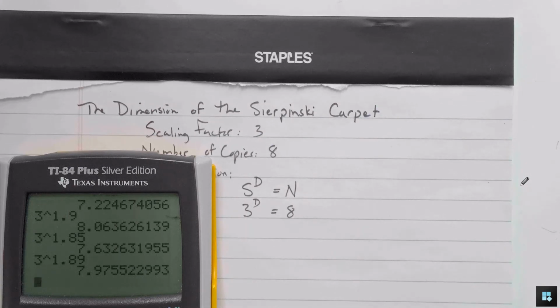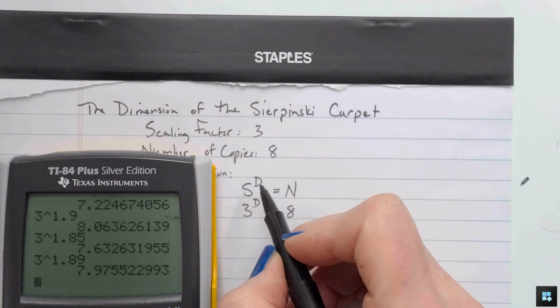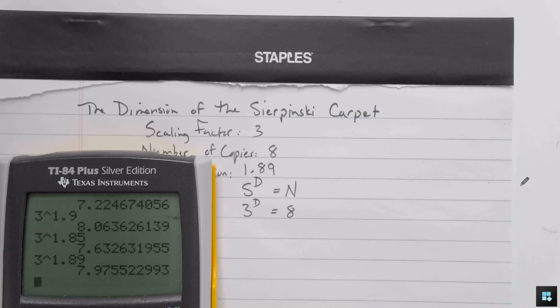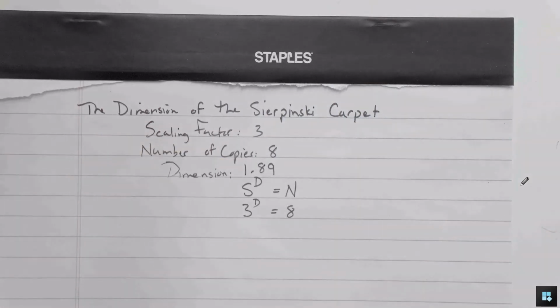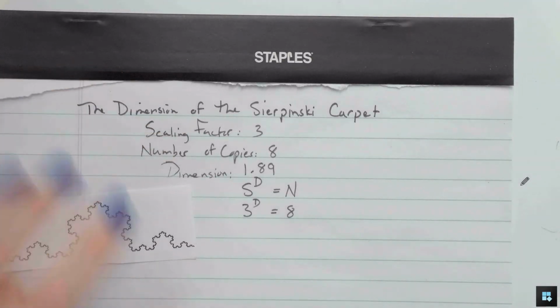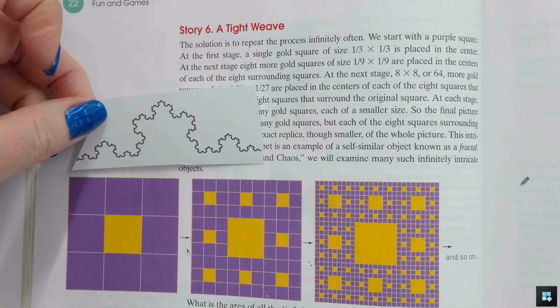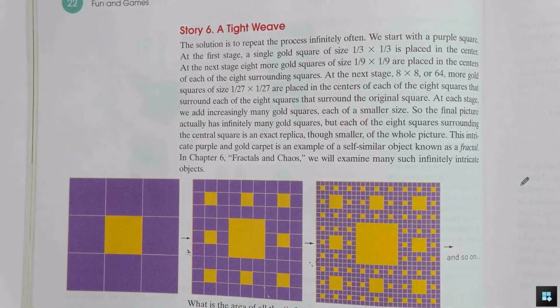So the dimension is 1.89. So, you know, when you compare the two curves, the Sierpinski carpet looks closer to 2 dimensions than the Koch curve. The Koch curve looks closer to a line, and the Sierpinski carpet looks closer to a square. And in fact, we see that their dimensions are reflective of that. This had a dimension closer to 1. This has a dimension closer to 2.